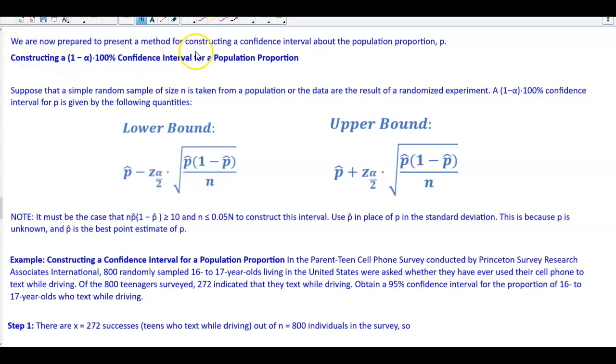We are now prepared to present a method of constructing a confidence interval about the population proportion P. Constructing a 1 minus alpha times 100% confidence interval for a population proportion. Suppose that a simple random sample of size n is taken from a population or the data are the result of a randomized experiment. A 1 minus alpha times 100% confidence interval for P is given by the following quantities.